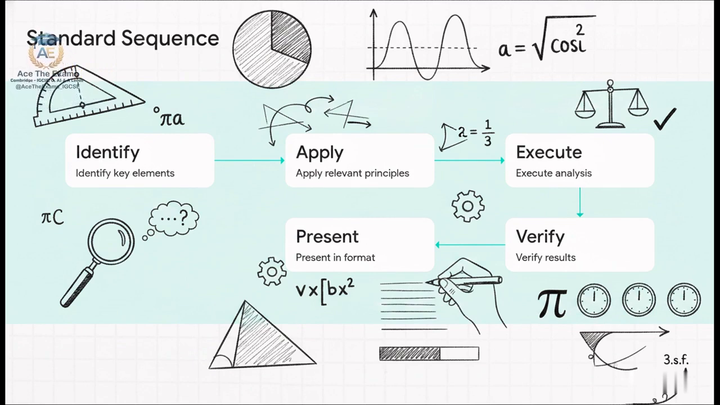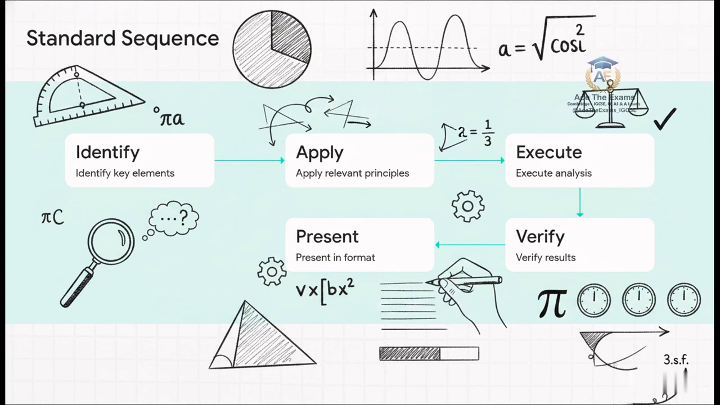Step 1. Identify key elements. Pause and ask yourself, are you working in degrees or radians? Don't get caught out by your calculator settings. What is the exact radius? What is the specific shaded region they want? Step 2. Apply relevant principles. This is your cross-topic connection phase. Do you need the cosine rule first to find a side length?